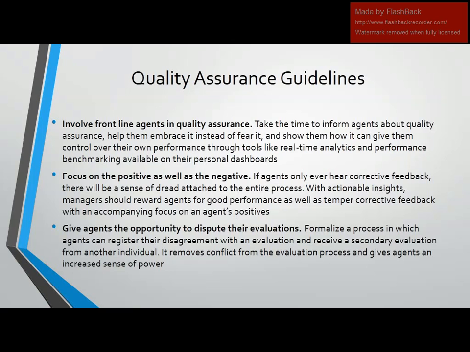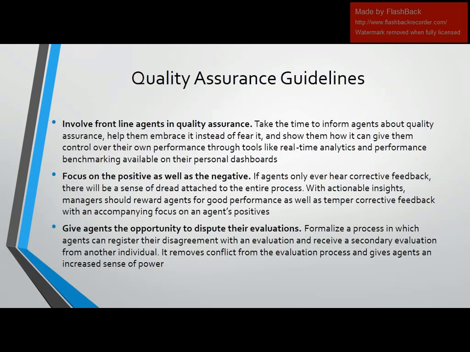You need to focus on the positives as well as the negatives. If agents only ever hear corrective feedback, there will be a sense of dread attached to the entire process. With actionable insight, managers should reward agents for good performance as well as temper corrective feedback with an accompanying focus on an agent's positives. You need to give agents the opportunity to dispute their evaluation.